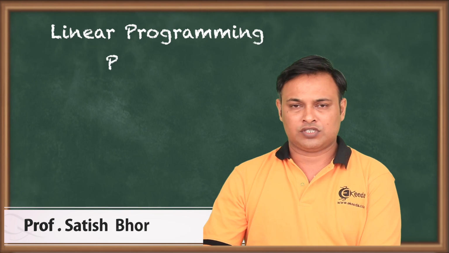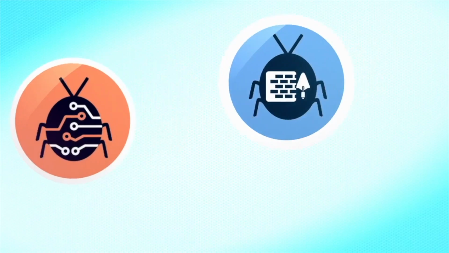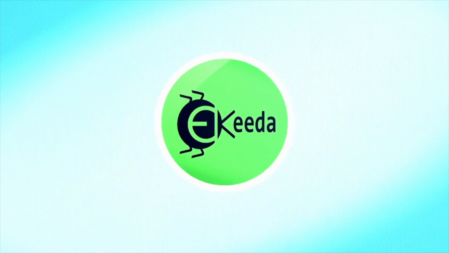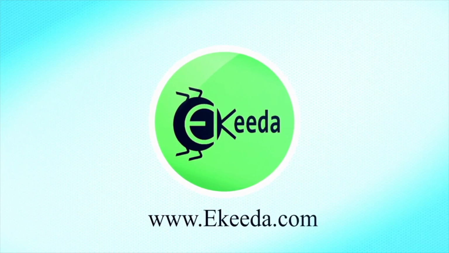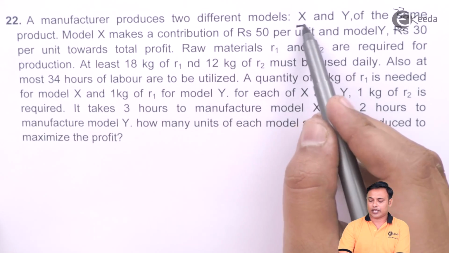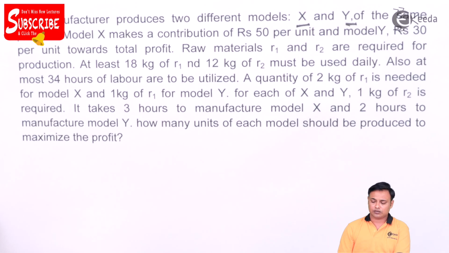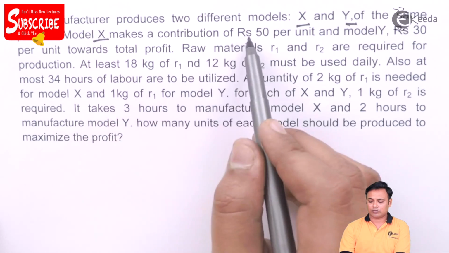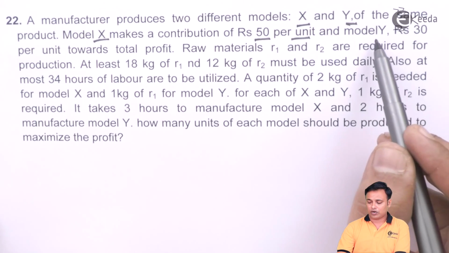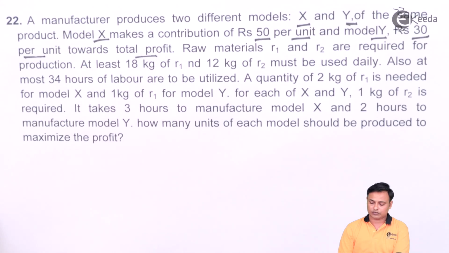Hello friends, so this is our problem number 22. Let's read the problem first. A manufacturer produces two different models X and Y of the same product. So we have two different models. Model X makes a contribution of 50 per unit, so it is more profitable. And model Y is less profitable, 30 rupees per unit towards the total profit.